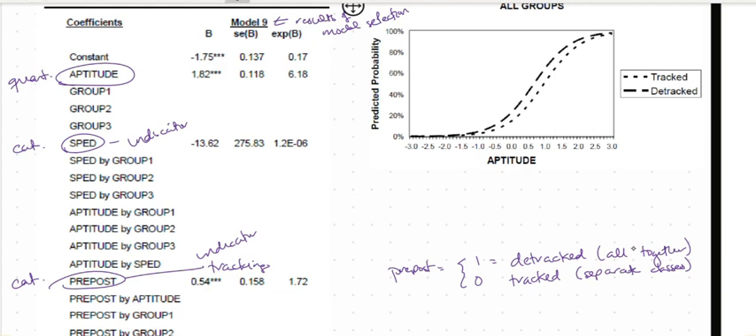And so we can see that there is strong evidence that aptitude is useful when SPED and pre-post are held constant. There is weak evidence that SPED is useful when aptitude and pre-post are held constant. And there is strong evidence that tracking is useful when SPED and aptitude are held constant. And I'm basing that just on the stars.